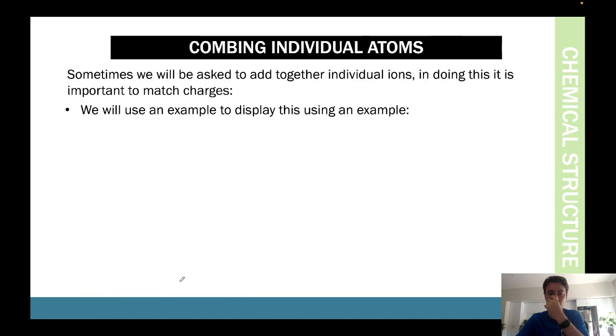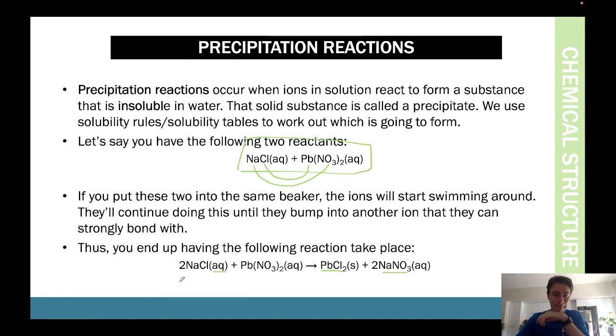Now, jumping back to a precipitation reaction, it is where we put two aqueous forms of ionic substances together, and then all of a sudden you get a solid forming, because PbCl2 is actually what we refer to as a precipitate. What this means is that the bonds formed between Pb and Cl are stronger than the water's ability to break them down.